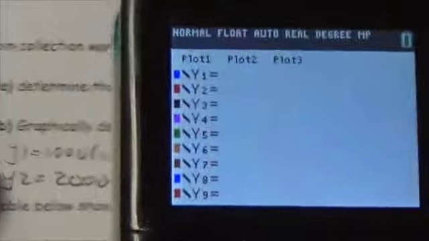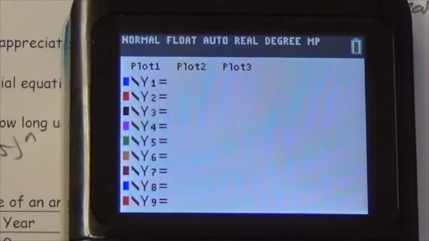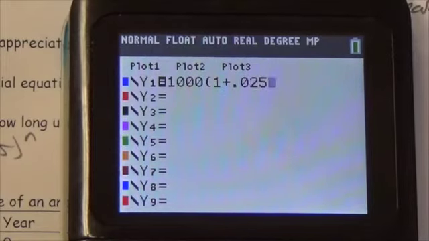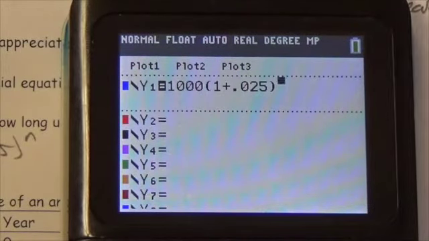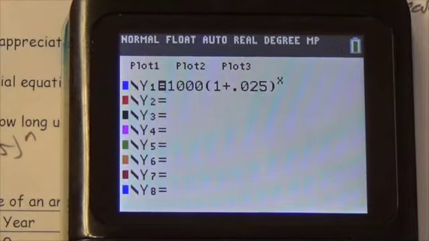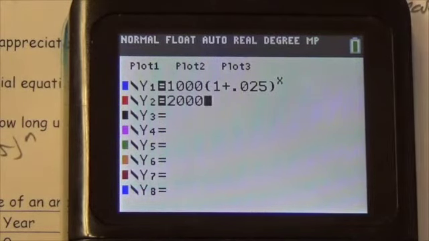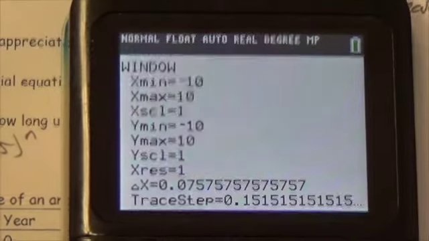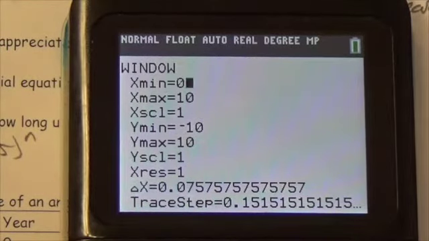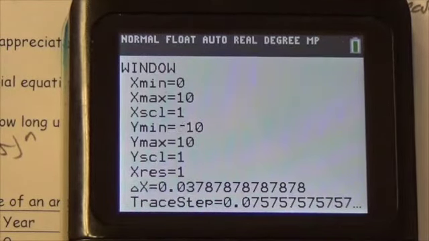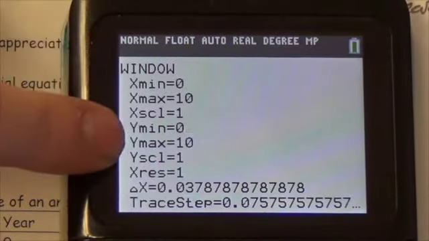Let's do it. Okay, so my first equation here was 1,000 times 1 plus 0.025 to the power of x, and my second one here will be 2,000. Now I already know that my window settings won't work here because I put them back to the standard window settings. So I'm going to change the X min to 0 and the Y min to 0 because it doesn't make sense to talk about negative time or negative value.